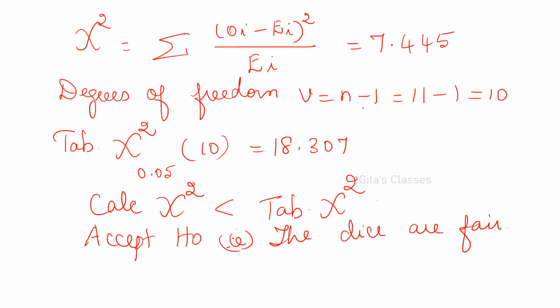And degrees of freedom is n minus 1. N is what? How many values are given? 11. So 11 minus 1, 10. So this is the table value 18.307. So calculated chi-squared is less than the table value of chi-squared. Therefore accept H naught. That is, the dice are fair.